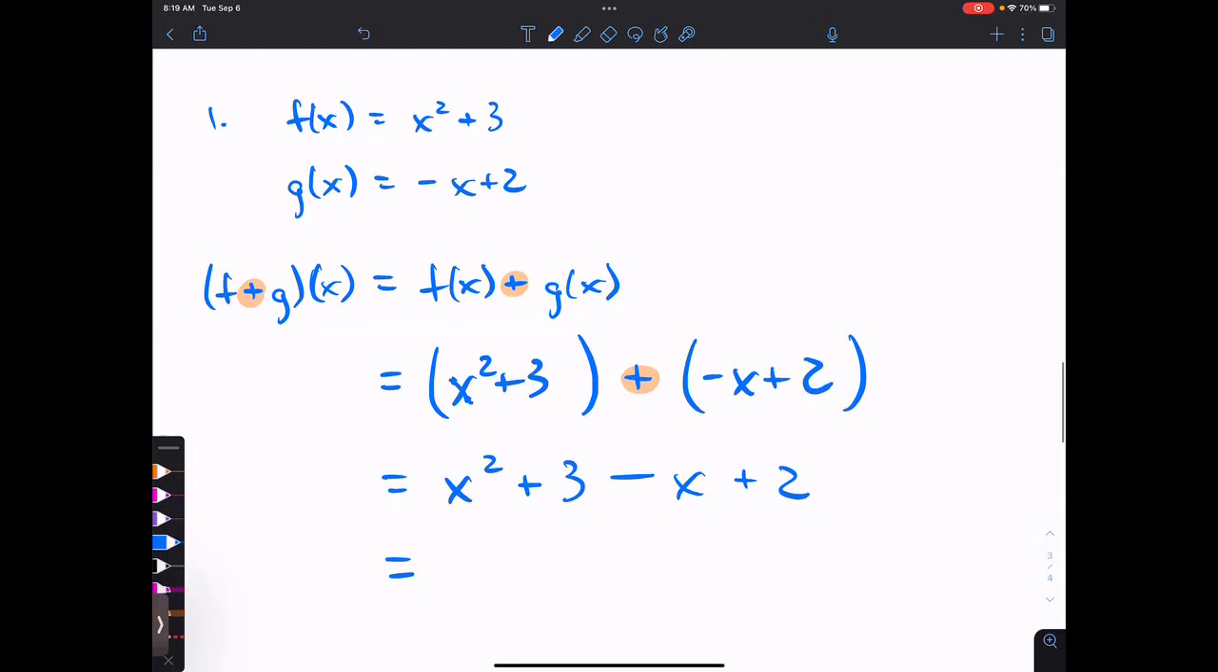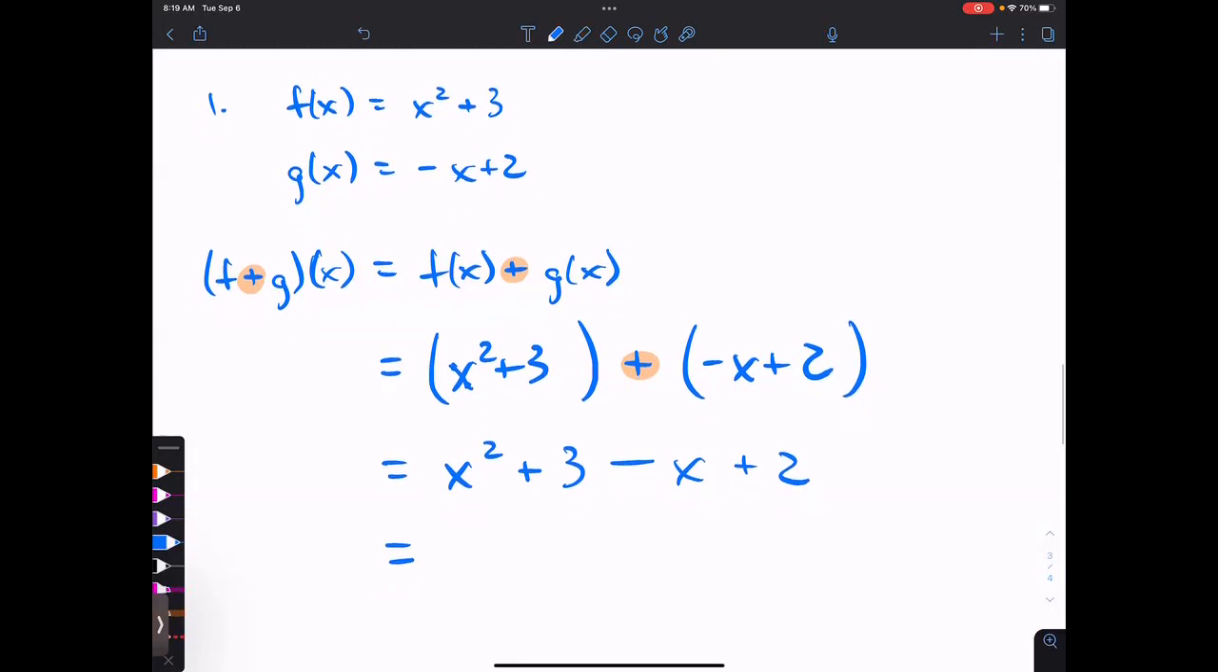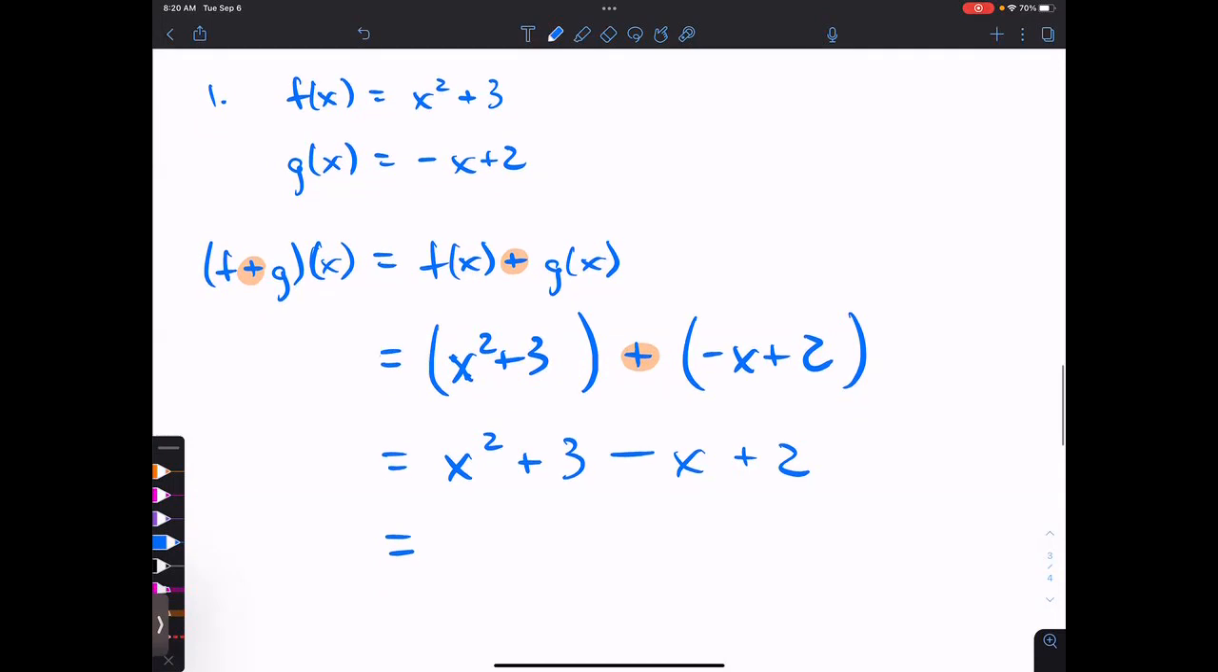And then the last thing I would need to do, and this is where Miles ran into a little bit of a problem, is combine like terms. So combine the things that go together. X squared, that's x times x, and minus 1x. Those are not the same kind of thing, so we don't combine those. So I would just leave this as x squared minus x, and then 2 and 3 give you 5.